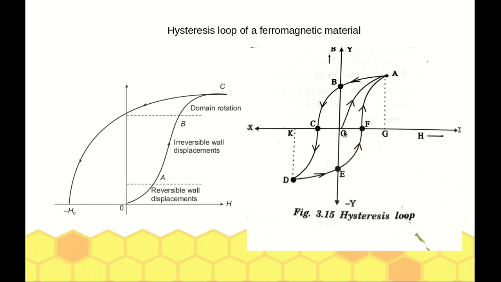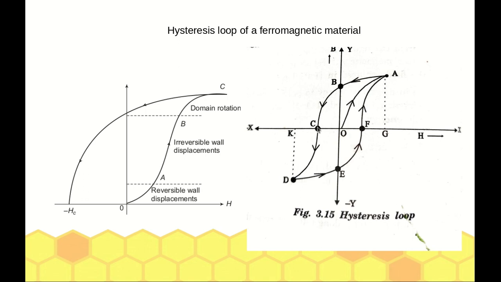Starting from the point O, it goes to the saturation magnetization A. When the magnetic field is completely removed, it will not come to O, it will reach this point. So it retains some magnetization, and that is due to its retentivity. Here we have to supply a reverse magnetic field to nullify this retained magnetization in the magnetic material.